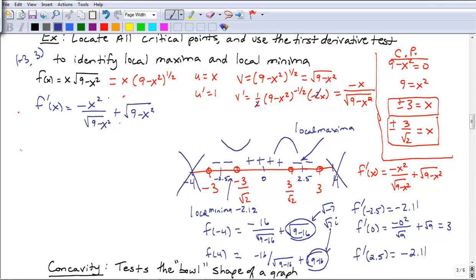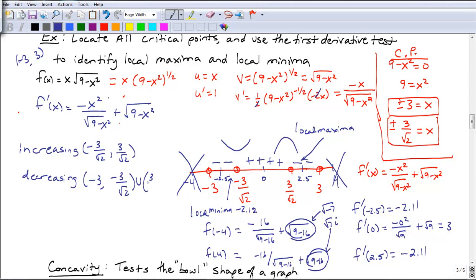So I have that it's increasing where the derivative is positive. That's negative 3 over root 2 to 3 over root 2. It's decreasing where the derivative is negative, and that happens from negative 3 to negative 3 over root 2, and from 3 over root 2 to 3.